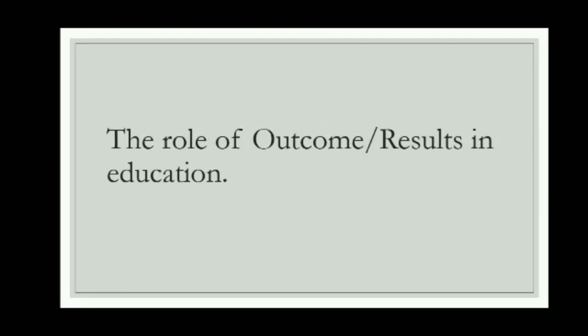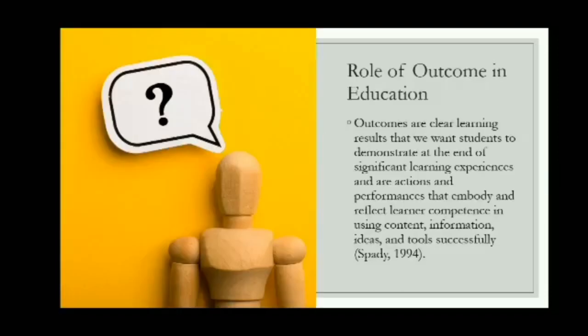So there are roles of outcome or results in education. What are the roles of outcome in education? So basically, outcomes are clear learning results that we want students to demonstrate at the end of the significant learning experiences. So outcomes serve as the product and they serve as the basis of the improvement. Now that's according to Spady 1994. Example performances embody and reflect learner competencies in using content, information, ideas, and tools successfully. Now, that's according to Spady 1994.